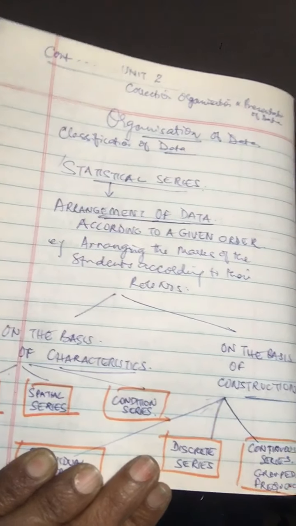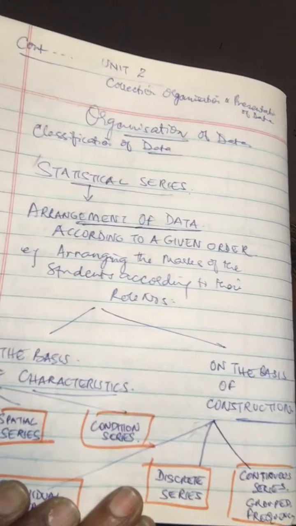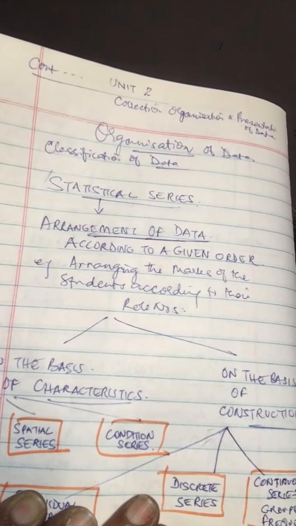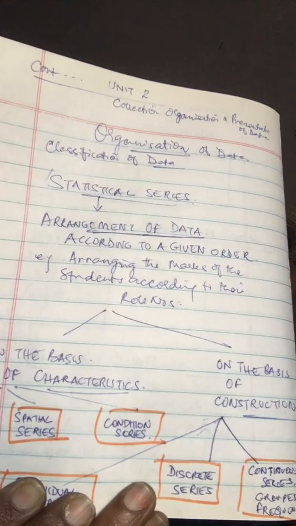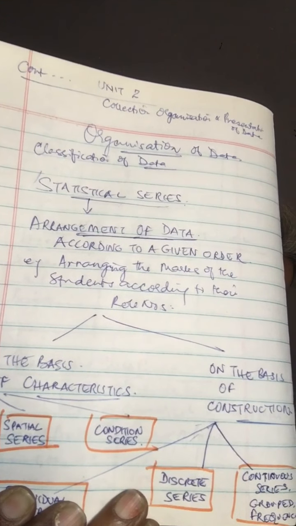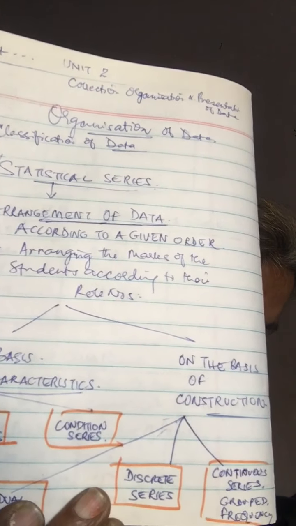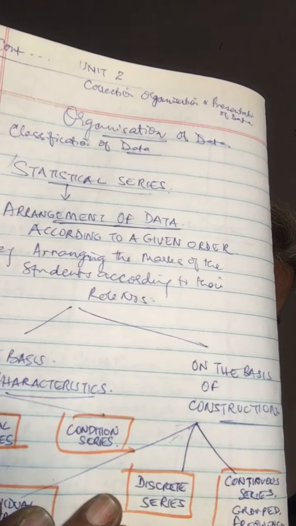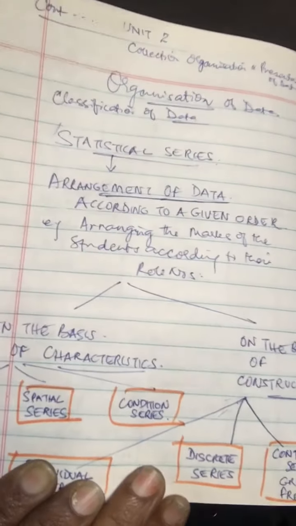So the first, on the basis of characteristics, is time series. A series of values of some variable according to successive points in time is called time series. So data are presented with reference to some time unit. Could be a year, a month, a week, or days, or hours, or whatever. So among the types of statistical series on the basis of characteristics, we are taking the time series.